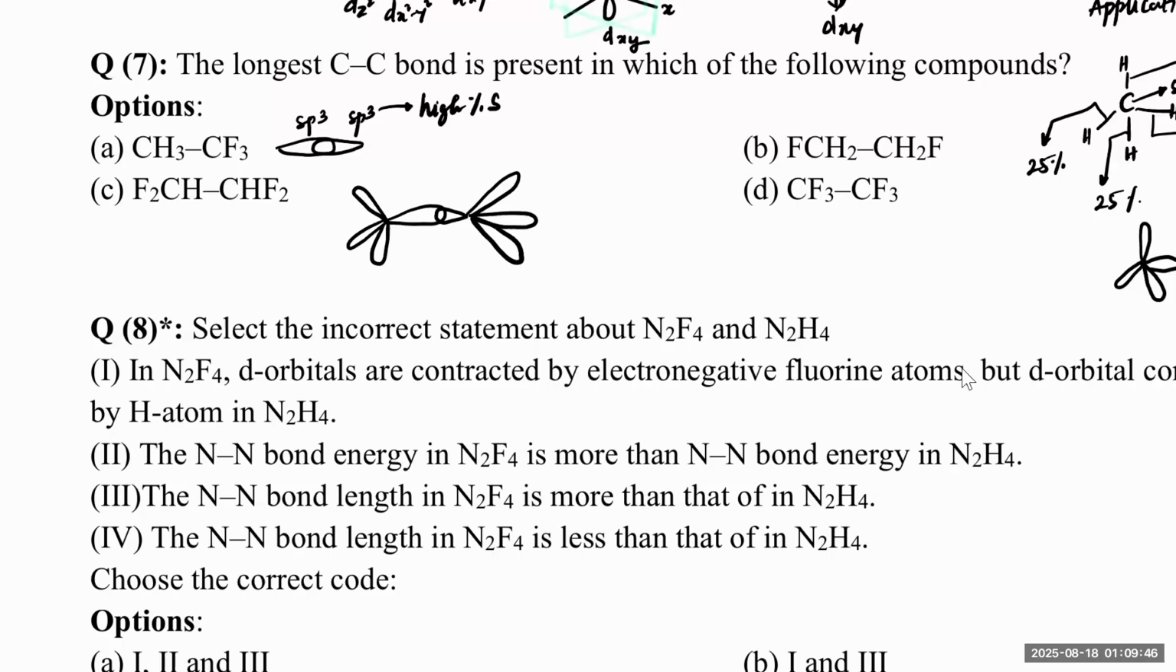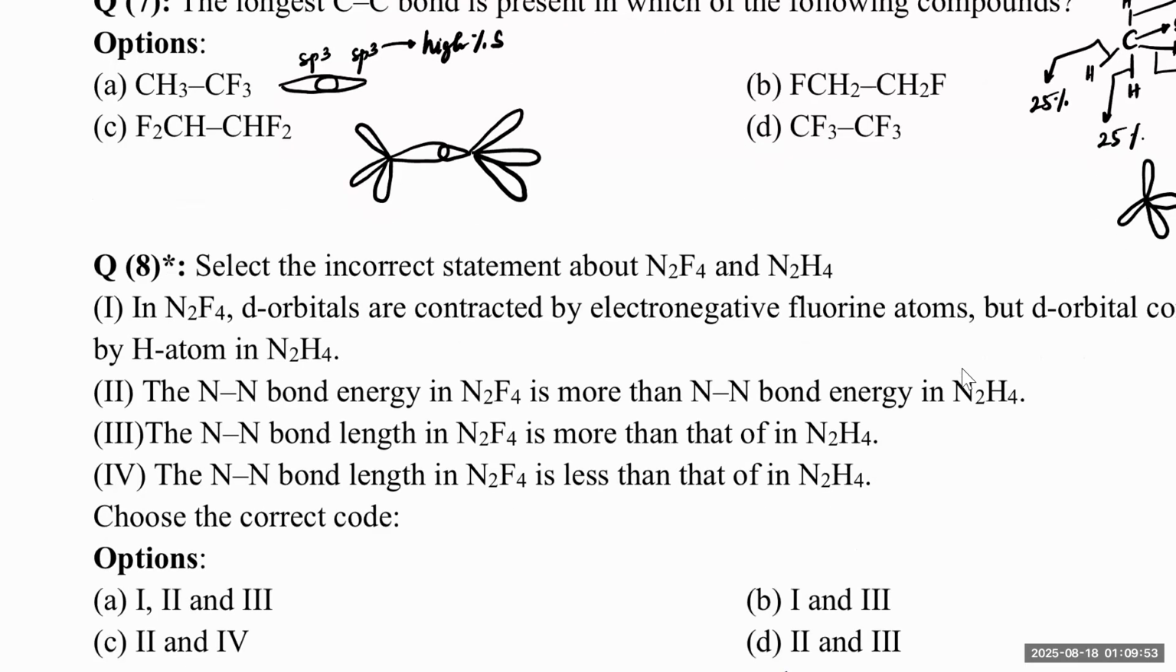Sir, could you repeat it again? Yeah, no problem. Listen, what I said: between this carbon and CF3, this carbon is also sp3. Agree with me? That is also sp3 hybridized. Four single bonds are there. इसका मतलब it is sp3.